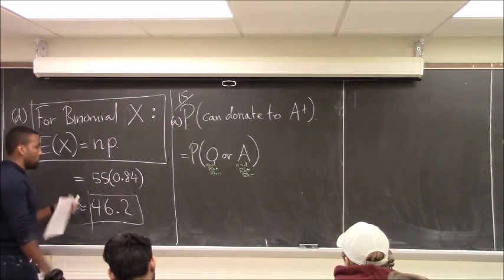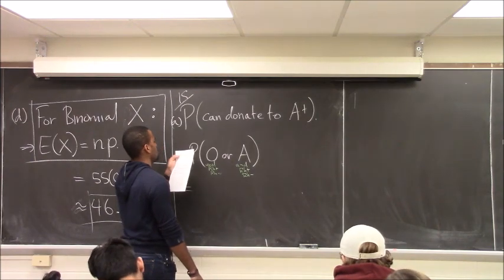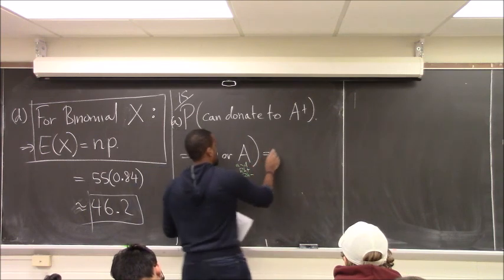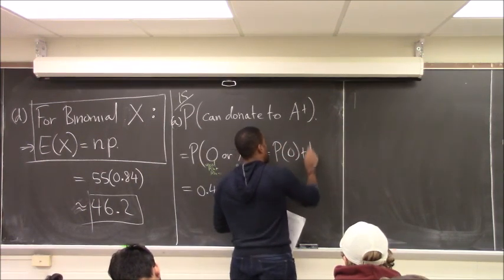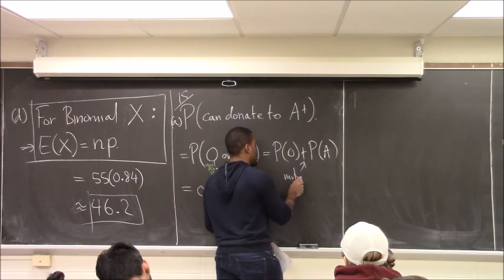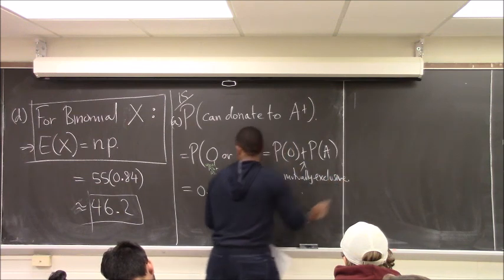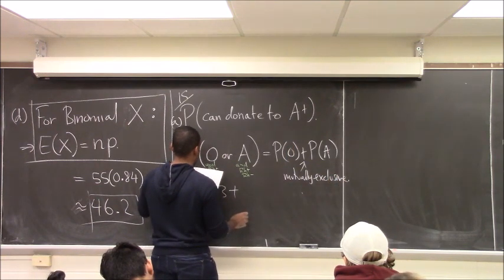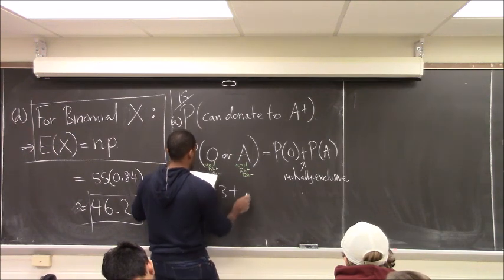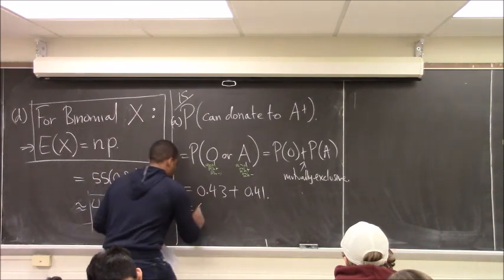Okay, so ultimately you just have to add these two probabilities, which is the probability of O plus the probability of A. We know this is the case because blood types are mutually exclusive. You can't have more than one blood type. So that's 0.43 plus, so that's 0.84.